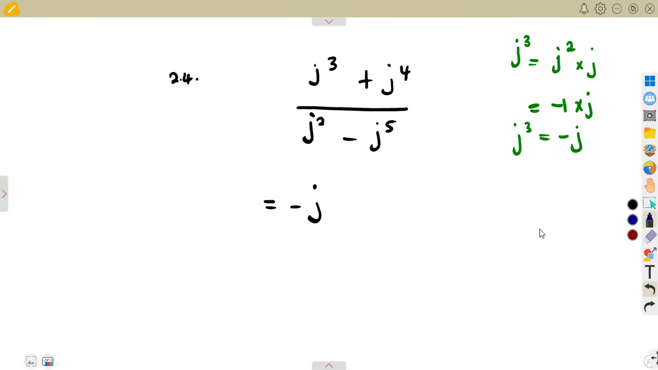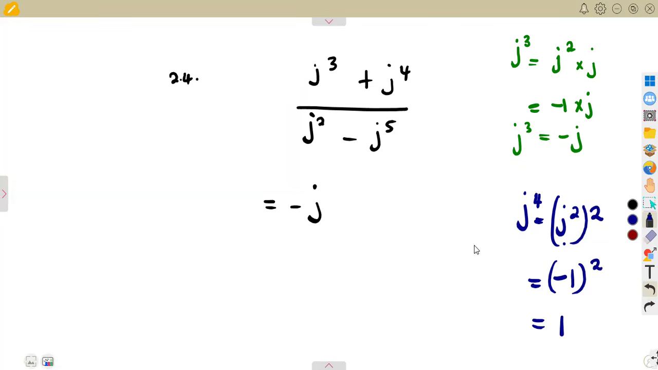J to the exponent of 4, how can we express this? J to the exponent of 4 is the same as j squared times j squared, which is simply j squared, squared, since 2 times 2 is 4. We understand that j squared is minus 1, so it's minus 1 squared, and minus 1 squared is a positive 1. So instead, this was just supposed to be minus j plus 1, something that we are used to. Then j squared, remember j squared is minus 1, so that's minus 1.